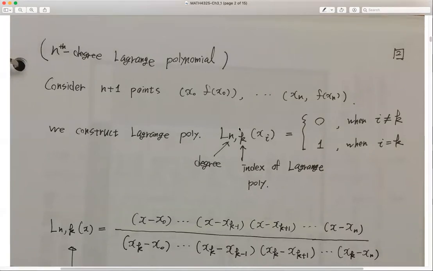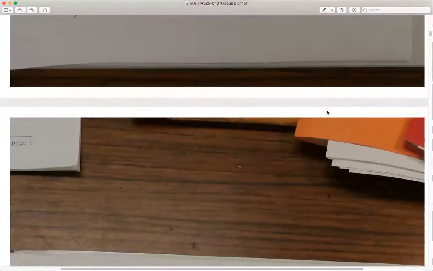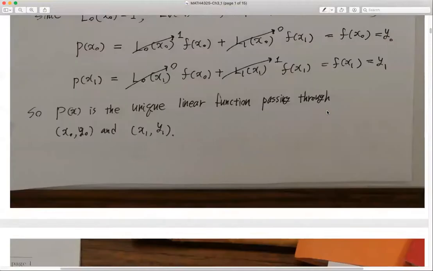So k goes from 0 to n, and i goes from 0 to n. If k is equal to i, that Lagrange polynomial returns 1. If k is not equal to i, that Lagrange polynomial returns 0. How come? We already figured out the pattern here.